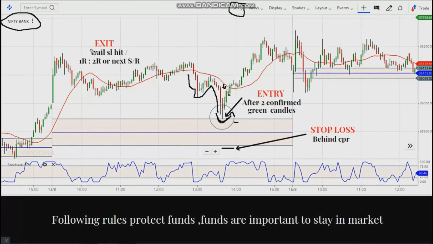We already know, if your trailing stop loss hits, 1:2, or the next support or resistance, here is resistance. Same thing, stop loss has to be somewhere here. It's okay, you can keep it here, but this is when the trade is happening here. At least keep one resistance or support as a barrier between you and your stop loss.